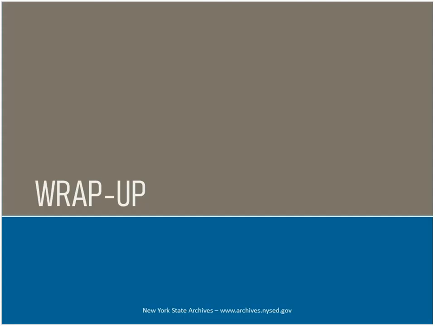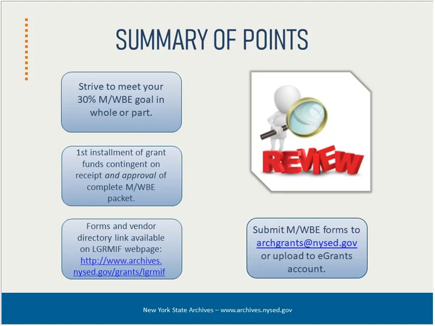We've covered a lot of information, so let's summarize the things we've talked about. A quick review of what we've covered. Try to meet your MWBE goal of 30% in whole or in part. If you need to request a waiver, be sure to submit the appropriate forms and provide specific, detailed evidence of your good faith efforts. If you cannot locate an MWBE vendor while writing your application, you can claim deferred compliance at the time of submitting your application.